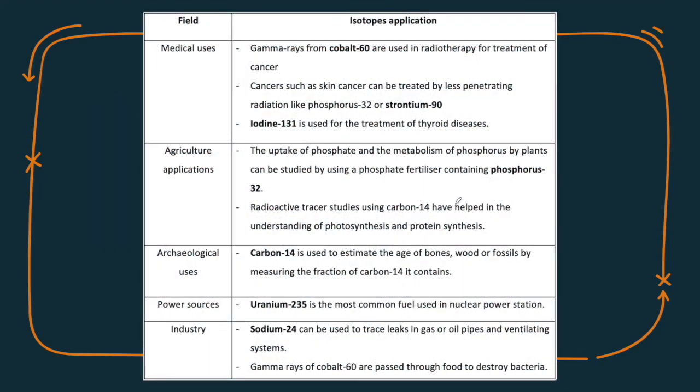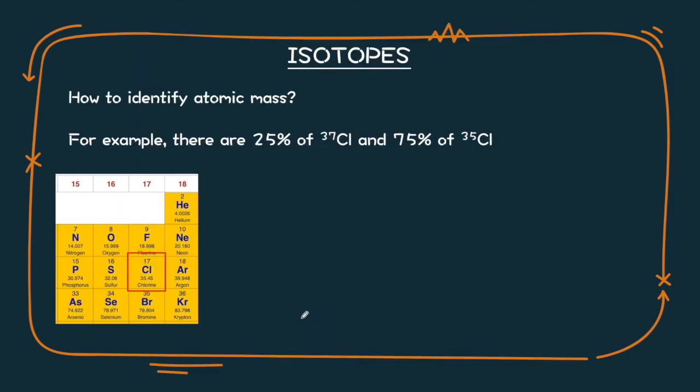Okay, so for isotopes, this part, you must memorize the example for each isotope and what they are used for. For medical, it's always isotope with big number. Agriculture, we will use mainly phosphorus 32 because phosphorus is used for fertilizer. And carbon 14 is always for archaeological uses, which is to estimate the age of bones or fossils. The next one is power source, you use uranium 235, and industry, you will use sodium.